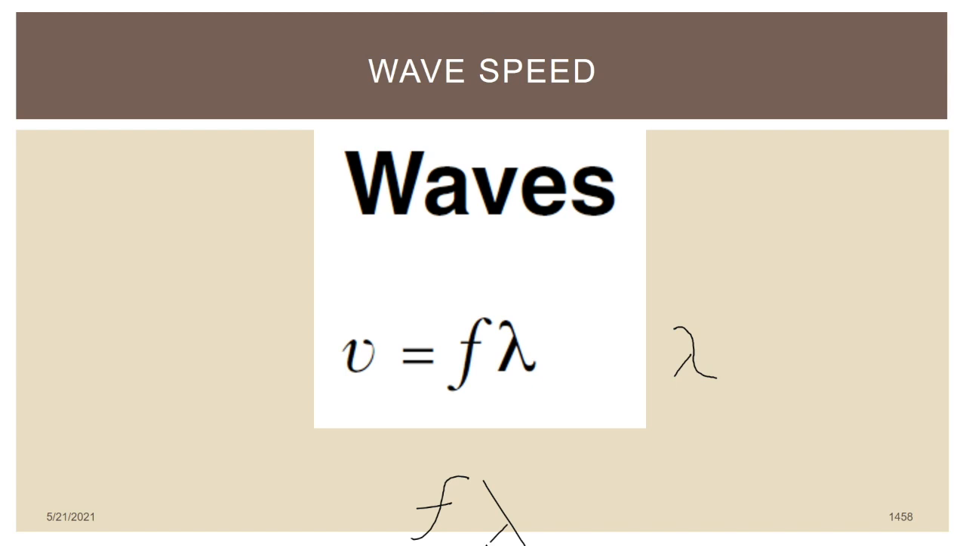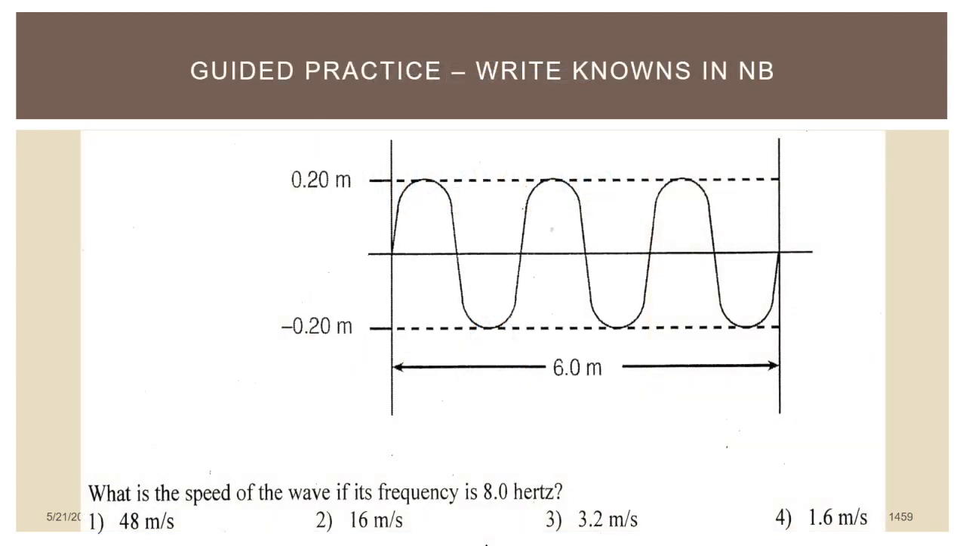Well, let's go ahead and take a look at a couple of problems. Here's our first problem, a nice diagram question. They give us a diagram of this wave, and it says, what is the speed of the wave if the frequency is 8 hertz? Pretty good question. Now, of course, we just looked at the equation for the speed of a wave, and the speed of a wave is given by the equation v equals f lambda.